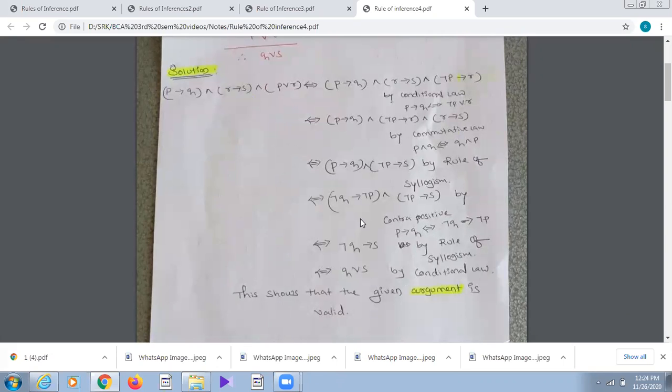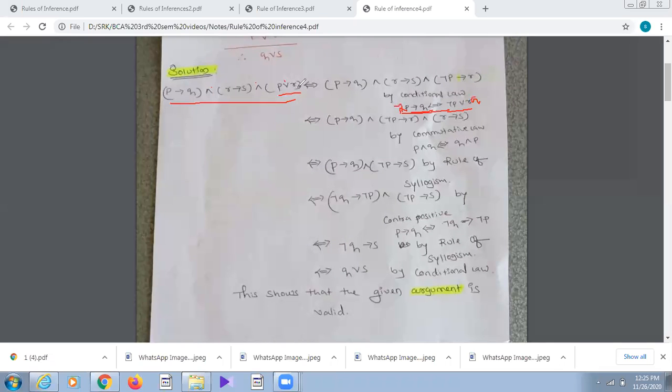So here we take all the premises, three premises, with a conjunction operator in between. Here we have P or R, and P conditional Q, R conditional S. Whatever disjunction we have, we have to convert it into conditional form. The conditional law states that P conditional Q is logically equivalent to negation P or Q. Here we already have P or R, so the negation will be moved to this side.